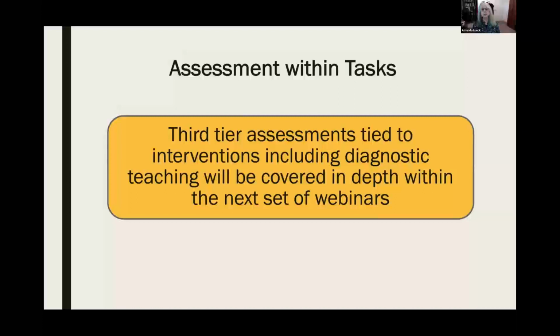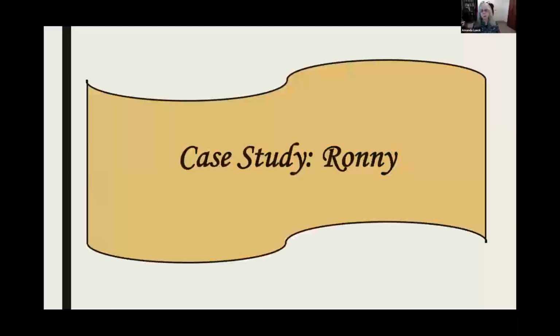So assessment within tasks. We have third-tier test assessments tied to interventions, including diagnostic teaching. And that's going to be covered in depth within the next set of webinars. And I want to get into the case study.